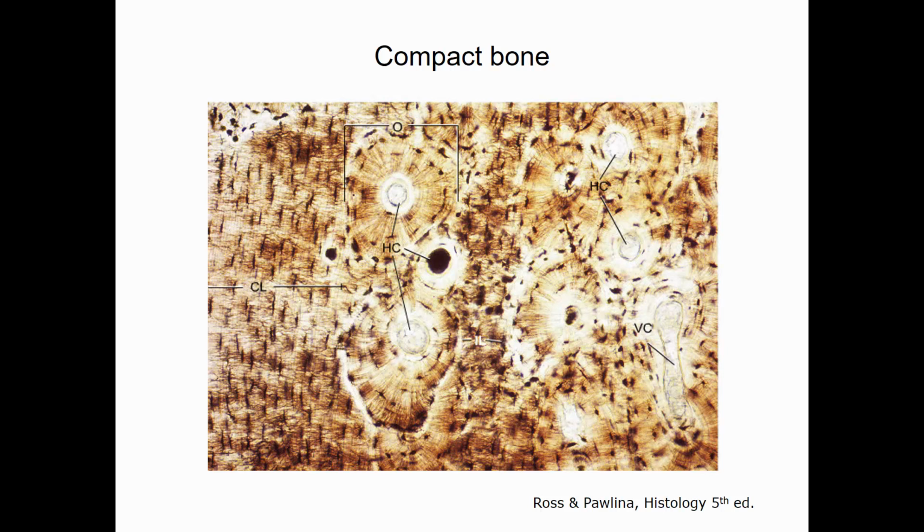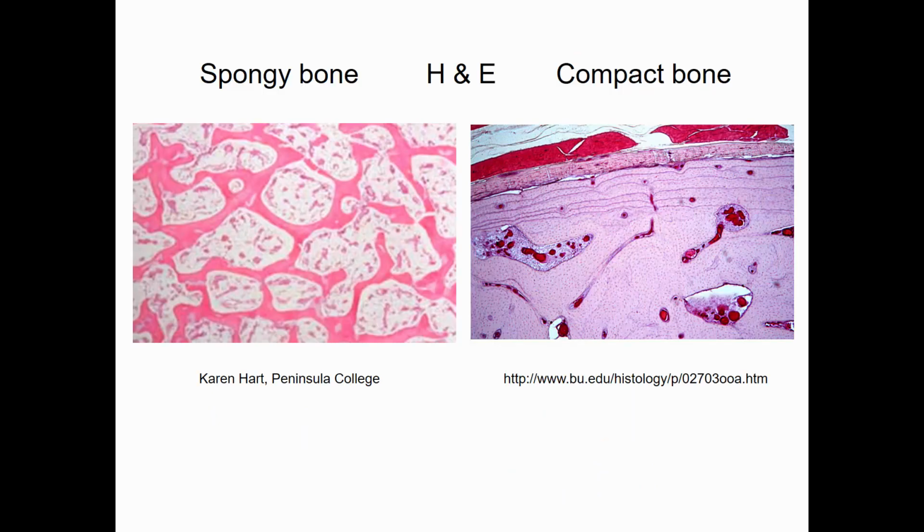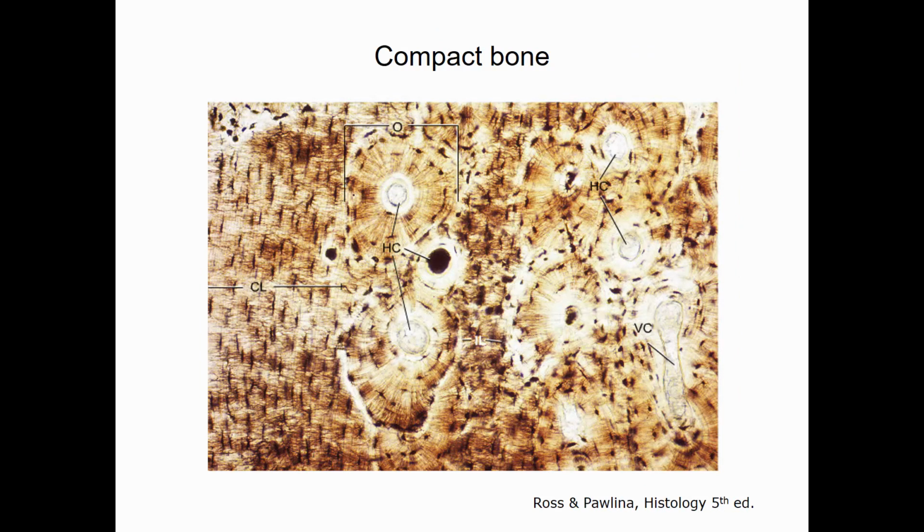I want you to compare what you're looking at here to what we looked at here. This is compact bone here. You can see the cells, you can see the blood vessels, you can see possibly a hint of the layering, but you totally miss what you're seeing here. So we have to look at it in both ways in order to understand how the bone is constructed.